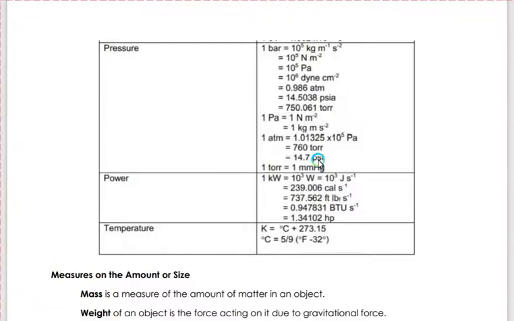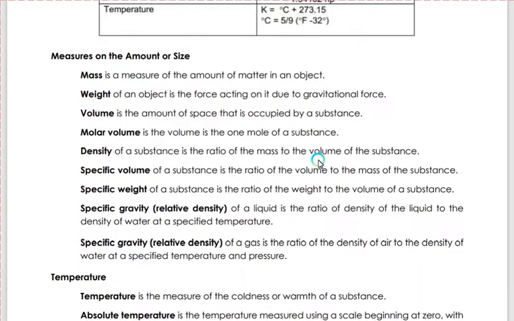So for example, given conversions from Celsius to Kelvin, Celsius to Fahrenheit, Celsius to Rankine measurements, we should be aware of how to convert these types of units into other types of units. So we have here measurements on the amount and size that we could possibly encounter.